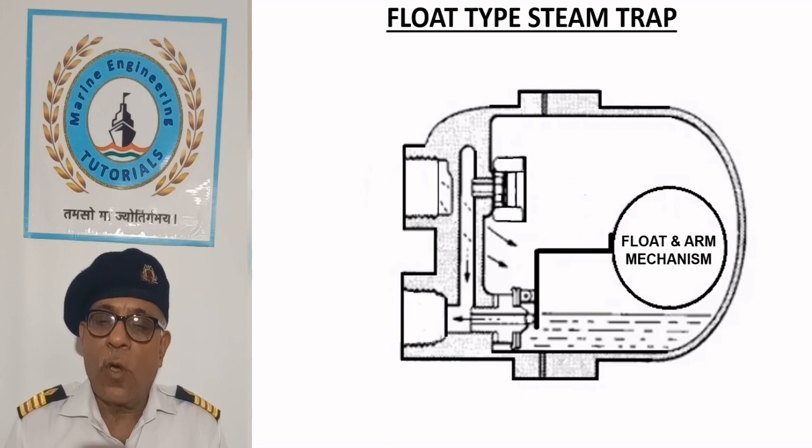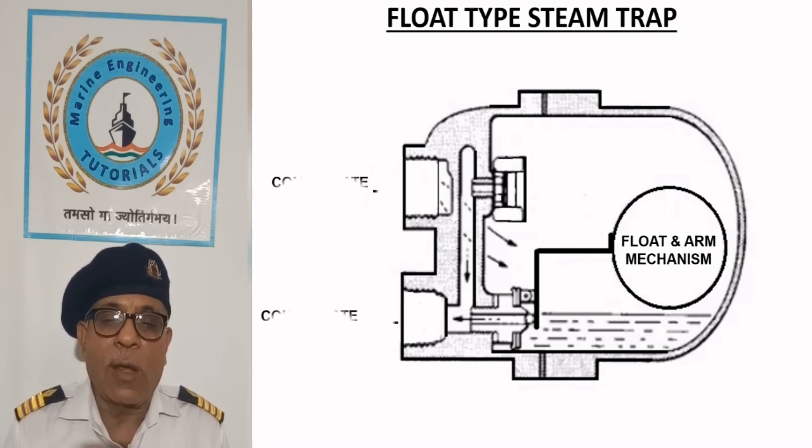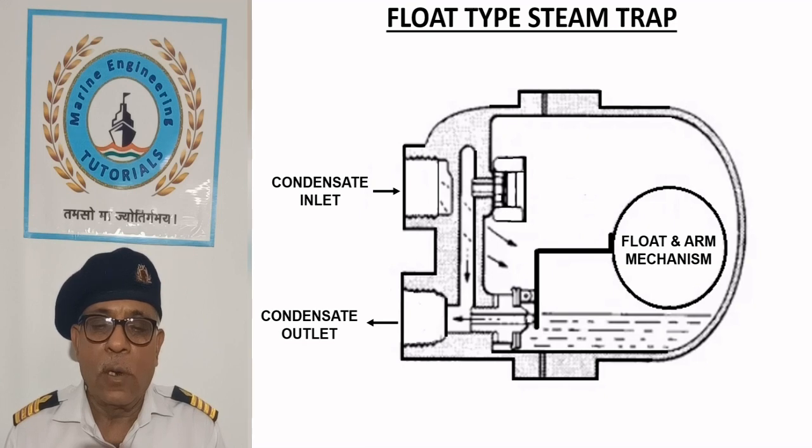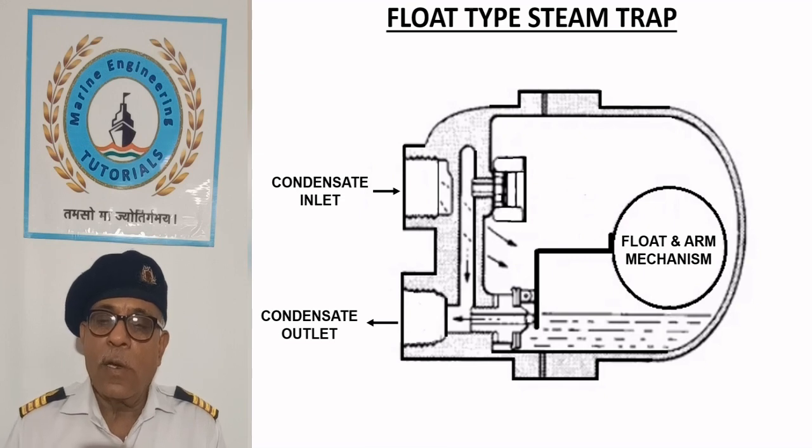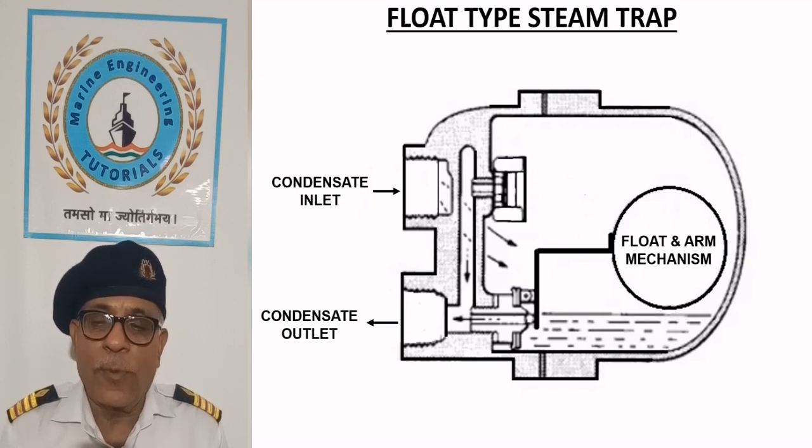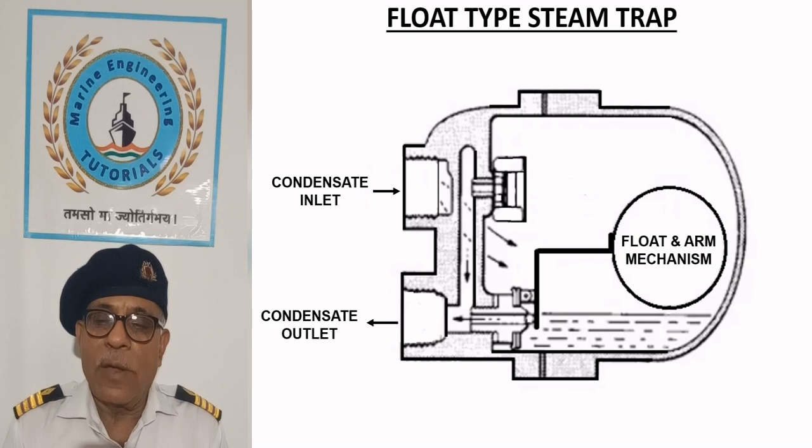It consists of a chamber containing a float and arm mechanism which modulates the position of discharge valve. Condensate enters from the top connection, and as the level of the condensate in the trap rises, the valve is open to discharge the condensate from the outlet.